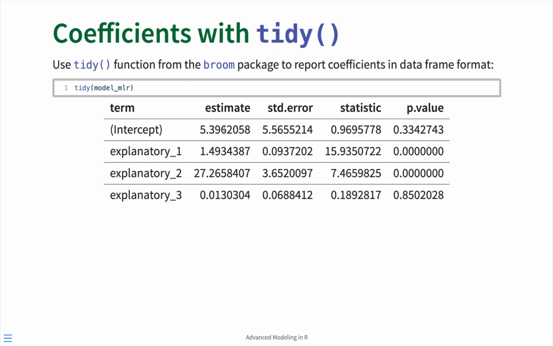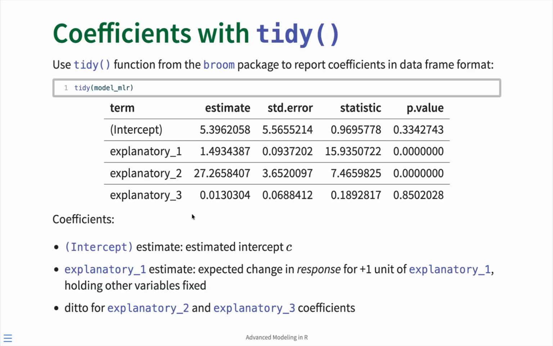The estimate here is the estimate of the intercept, 5.389. And then the next three are the estimates of the slopes for these three explanatory variables. One thing to remember is that these slopes in a multiple linear regression represent how the response variable will change if you change that explanatory variable by 1 unit while holding the other explanatory variables constant.